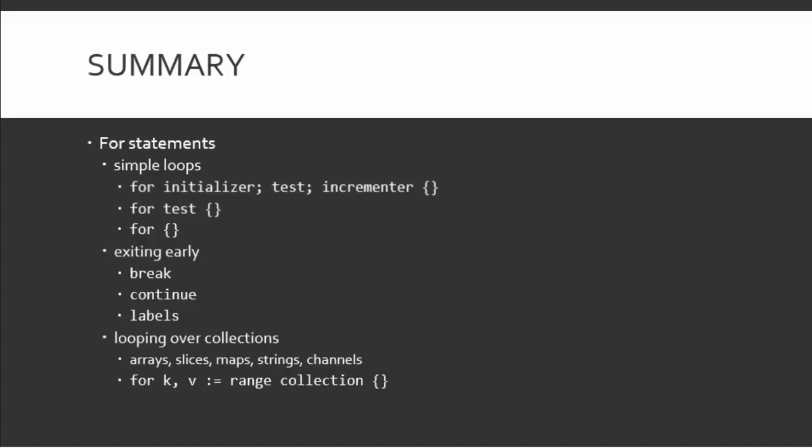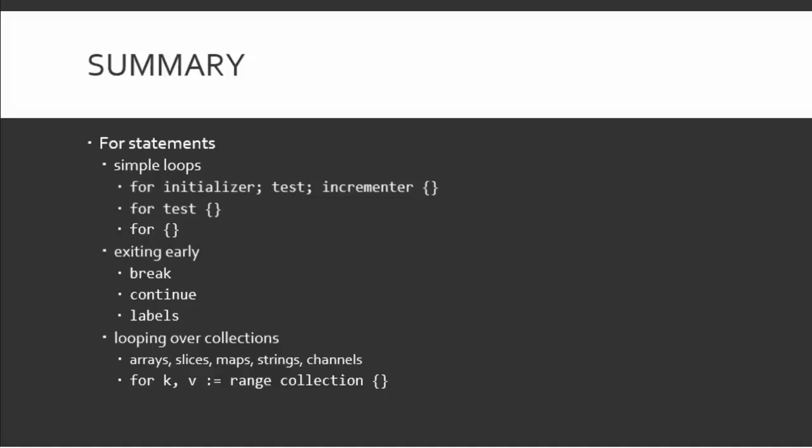And finally, we talked about how to loop over collections, and how the collections that we have available, there's quite a few. We've got arrays, slices, maps, strings, and channels that we can loop over, but they all have a similar syntax. We're going to use that for keyword, we're going to get a key and a value, and then we're going to set that equal to the range keyword followed by the collection that we're looping over.